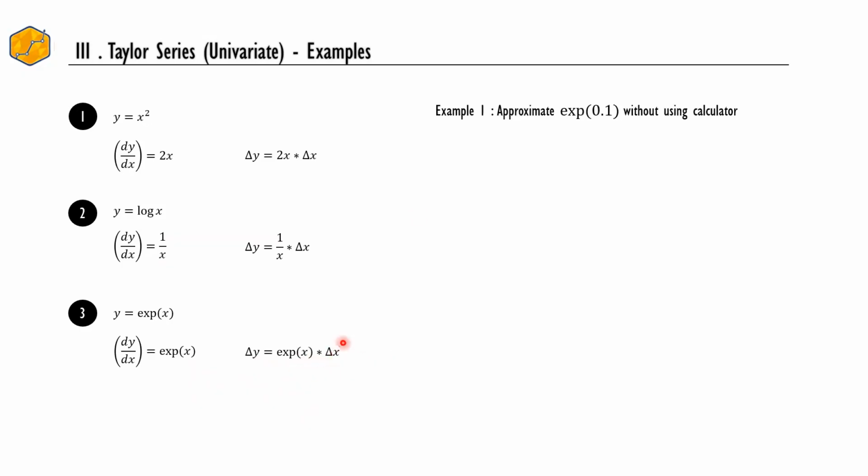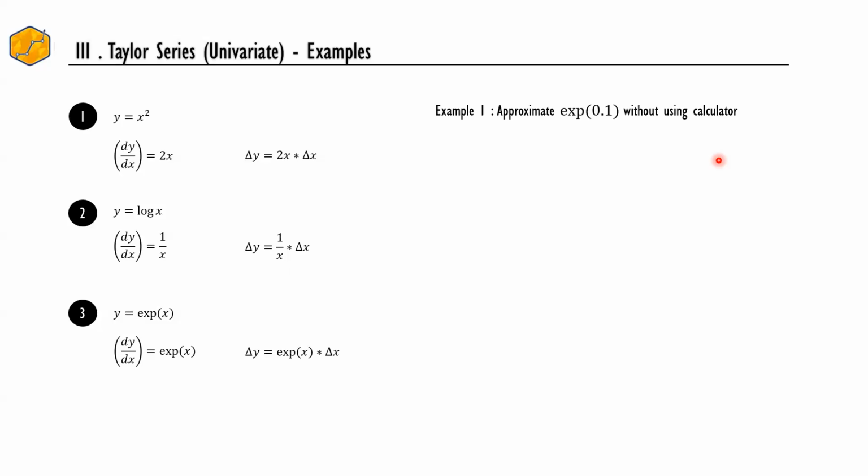How do we use this in practice? I'll give you a very simple application. Approximate e to the power 0.1 without using a calculator. How do we do this? There is one value that we know which does not require a calculator, which is e to the power 0. We know e to the power 0 is 1.